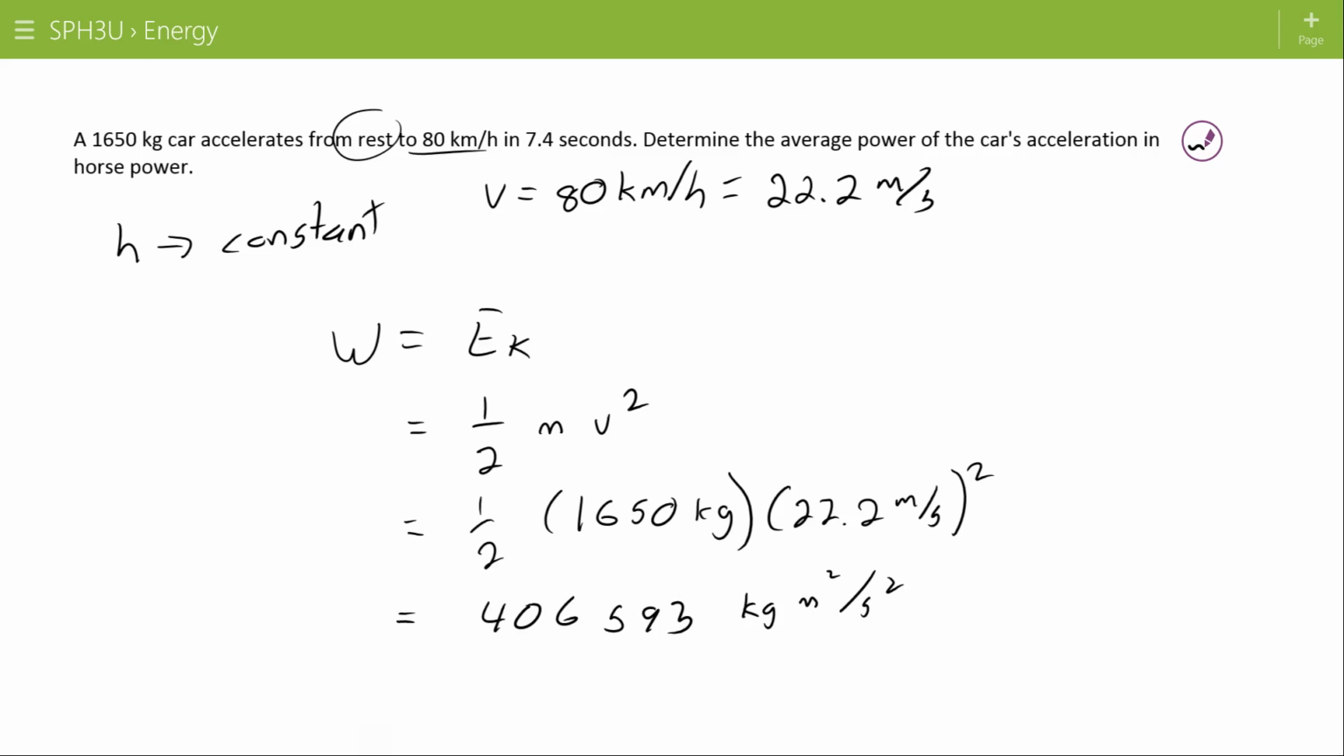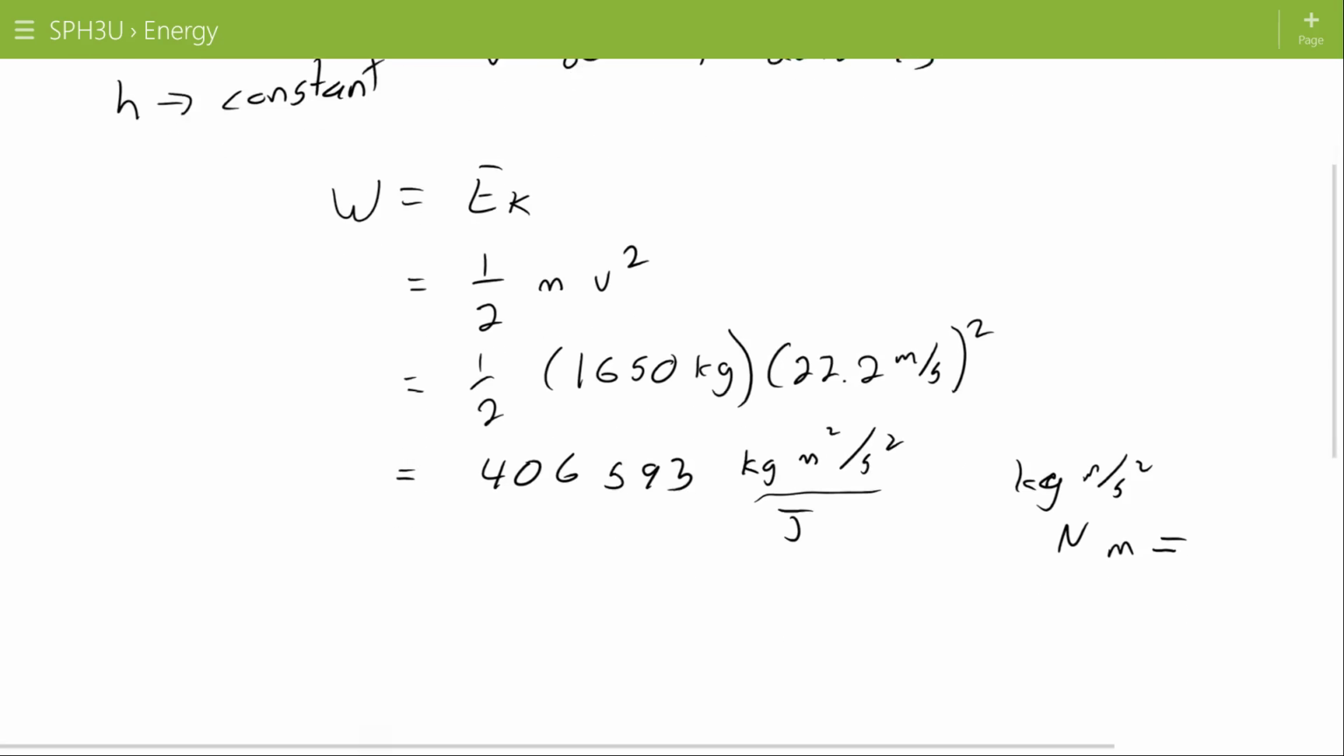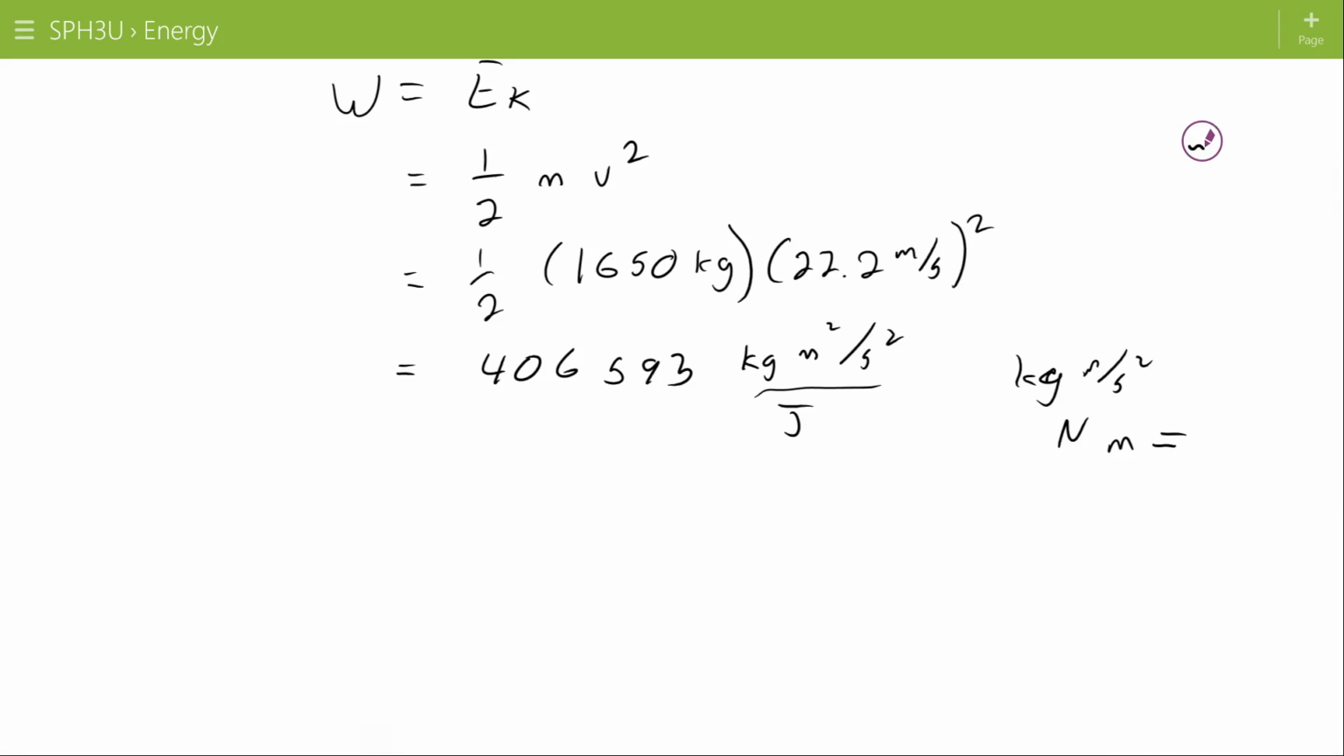But remember, kilogram meter per second squared is a newton. That left off 1 meter, so this whole business here is really equal to a joule. So 406,593 joules. If that's the work, now we can use the time that it took, or 7.4 seconds, to figure out how much power the car had during that acceleration.